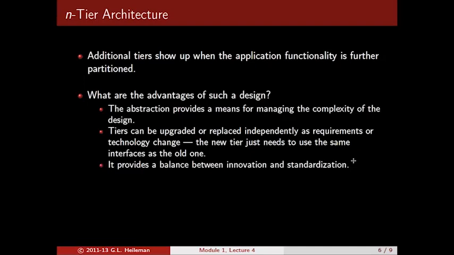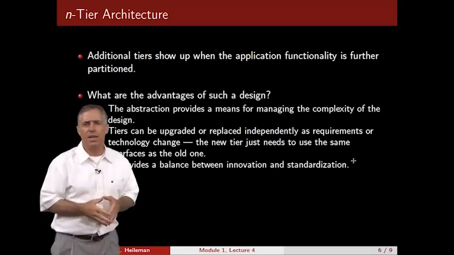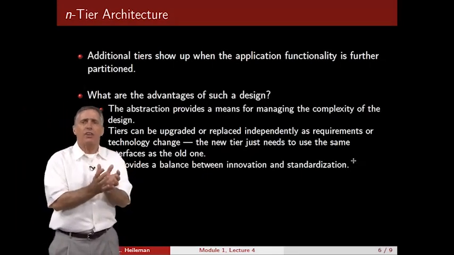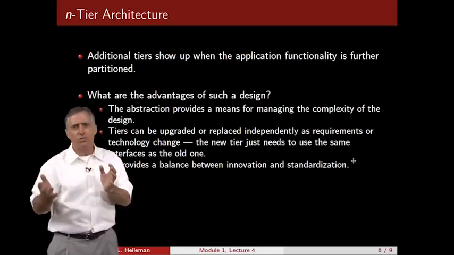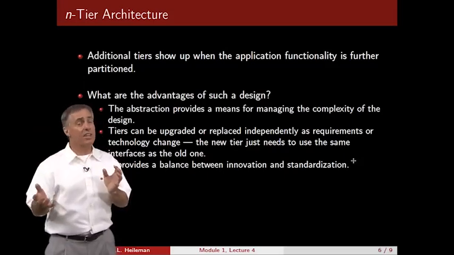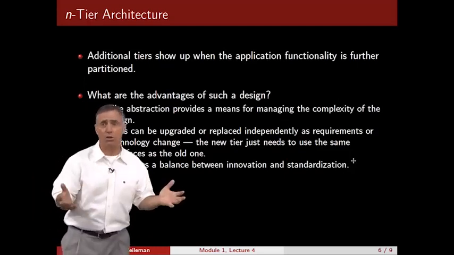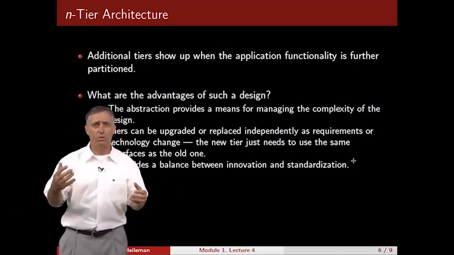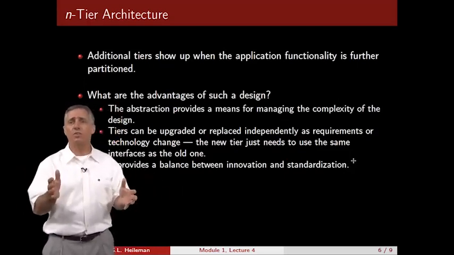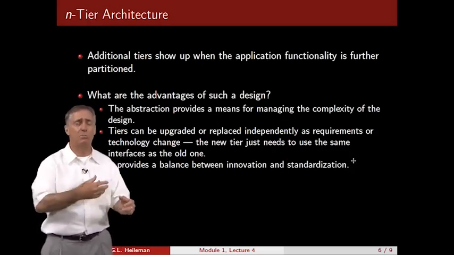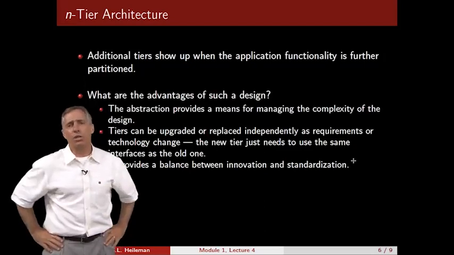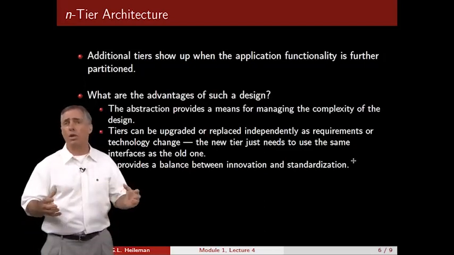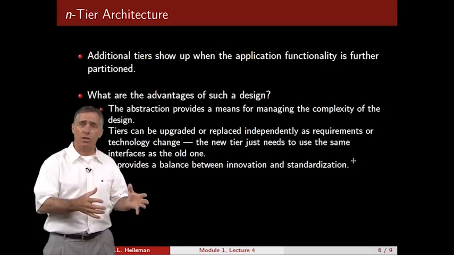It also provides a balance between innovation and standardization. The things that are inside the tier, these are things that can be innovated upon as long as you stick with the standards that are defined at the interfaces. And so somebody can come up with a great new web server, a great new database. As long as the interface stays the same, you can have some innovation taking place. So this was a very important reason for the internet to be able to grow the way it did, is companies could innovate within those tiers.